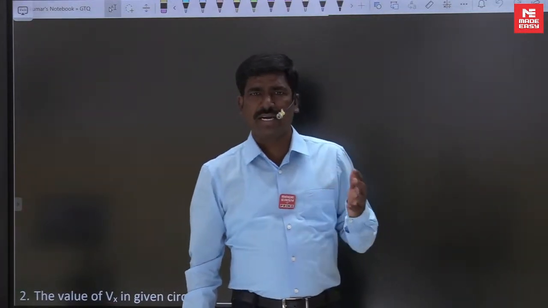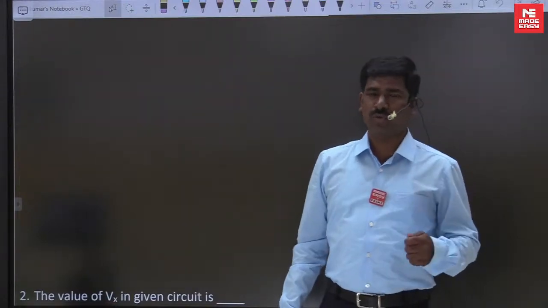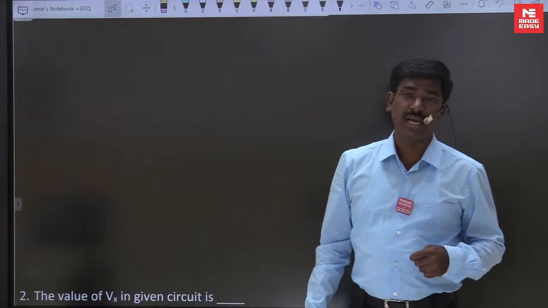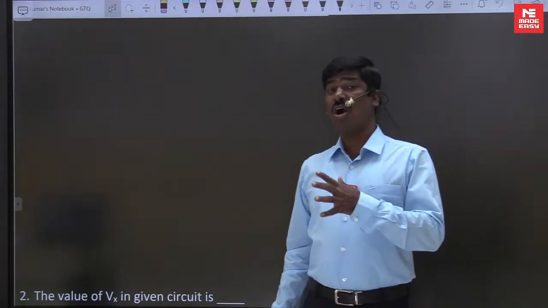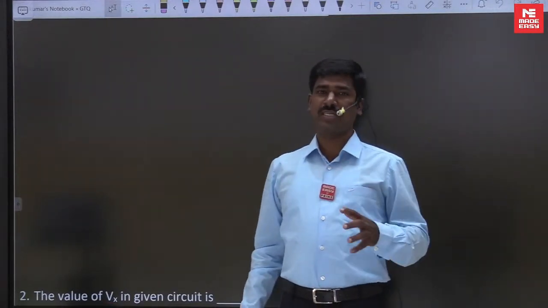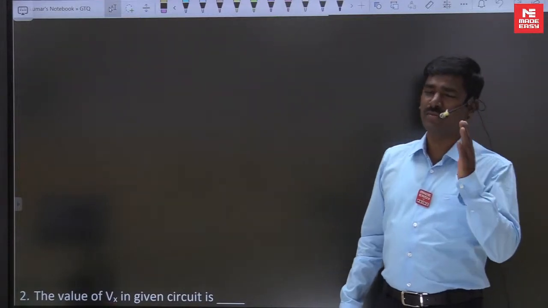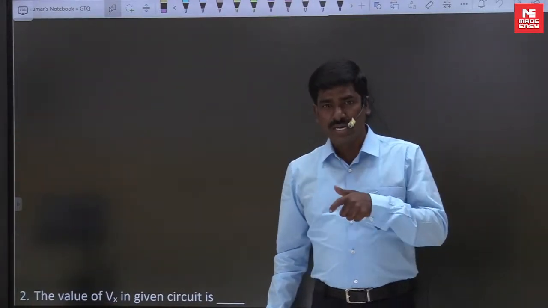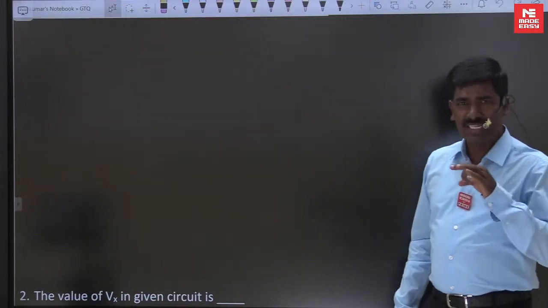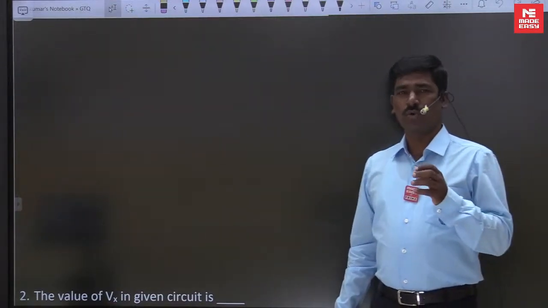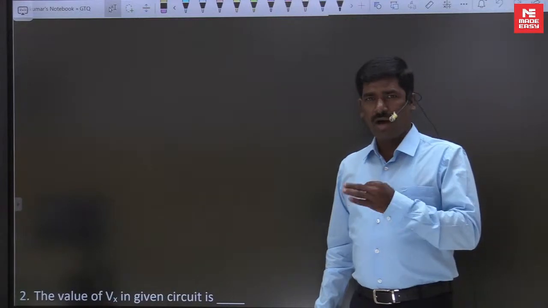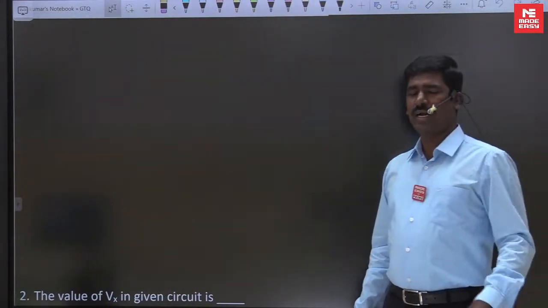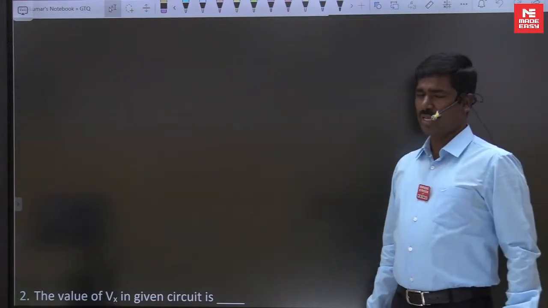Next, the second is comprehensive, that is concept based questions. The third one is analysis based questions, and the last one is thought provoking questions, where a compulsory idea must come from your mind to get the answer. Here also we are going to discuss these 4 types of questions: recall, meaning memory based, then concept based, analytical based, and thought provoking questions.